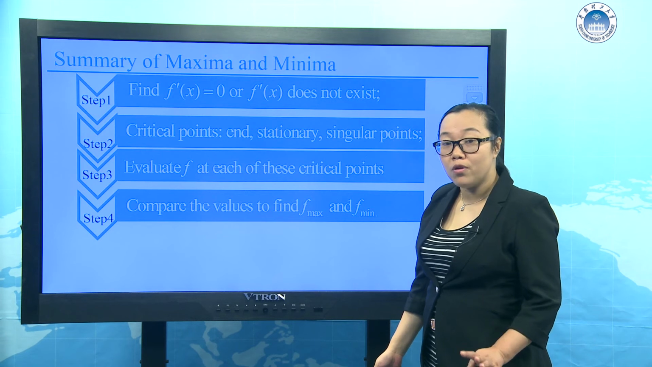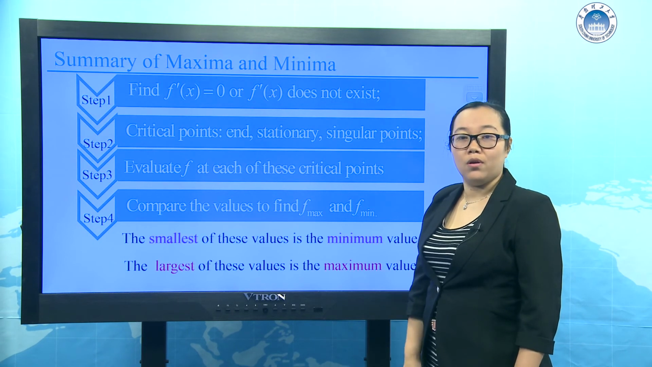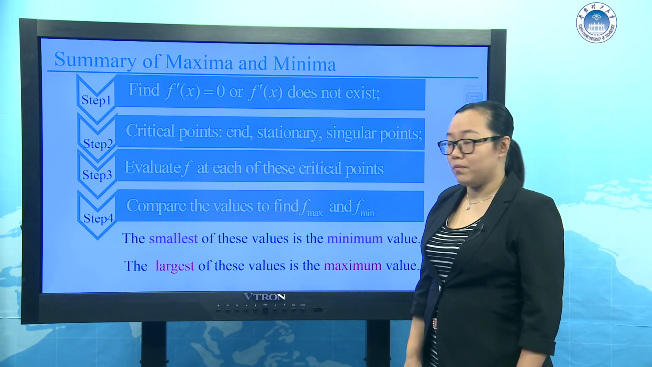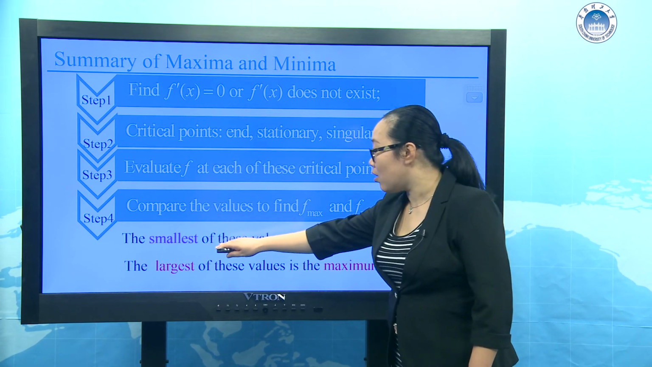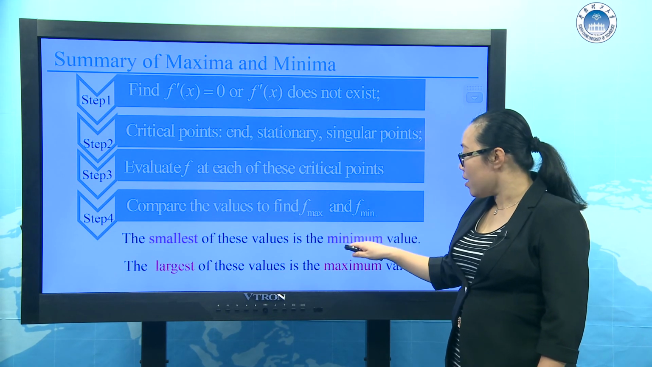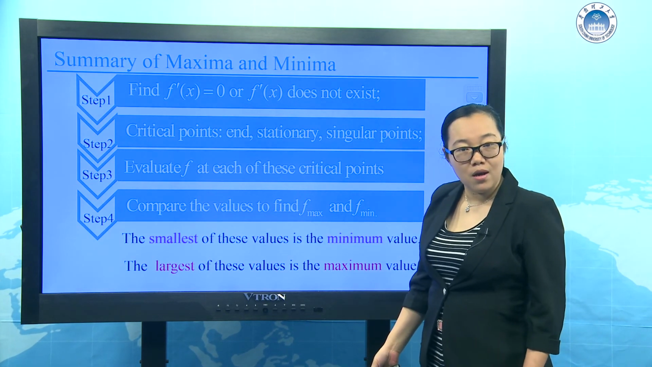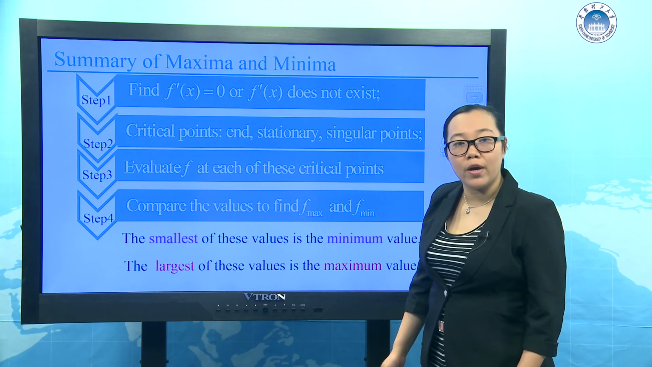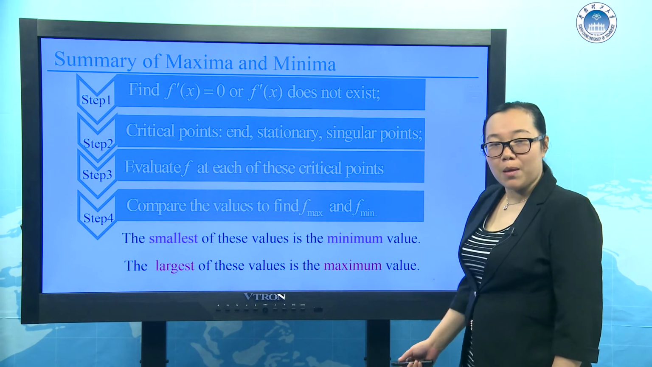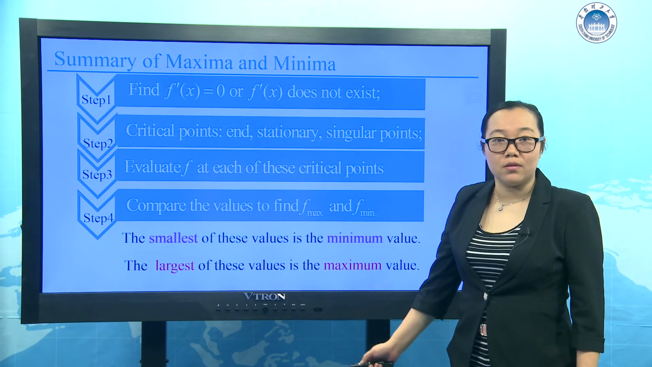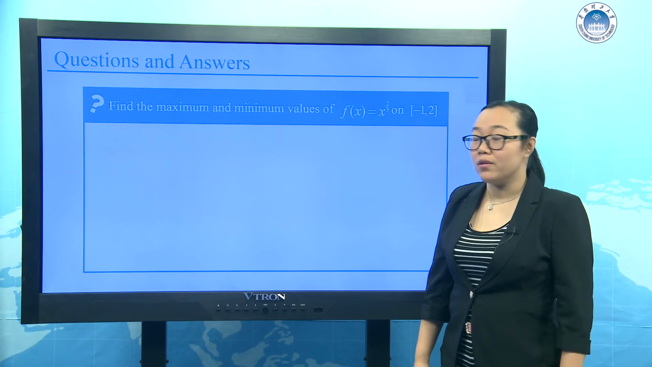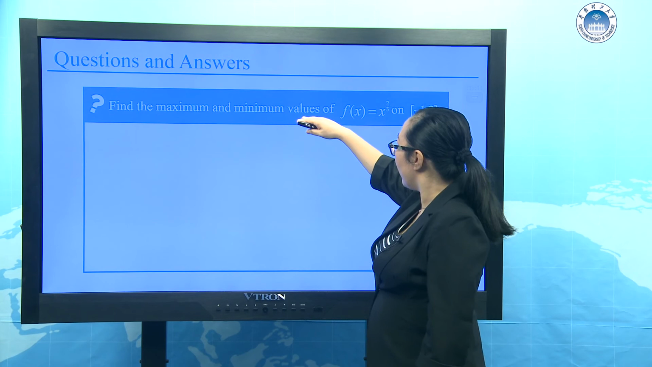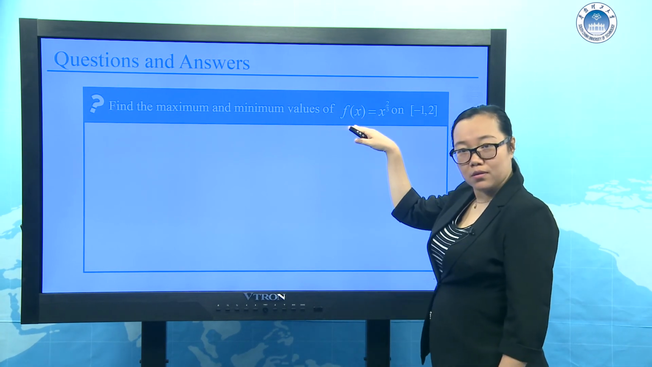Try to use the 4 steps. So now, using the 4 steps, we will finish our quizzes. Remember, the smallest of these values is the minimum value, and the largest of these values is our maximum value. Using the 4 steps, we will solve some questions. Now look at question 1. Try to find the maximum and the minimum values of the function f(x).